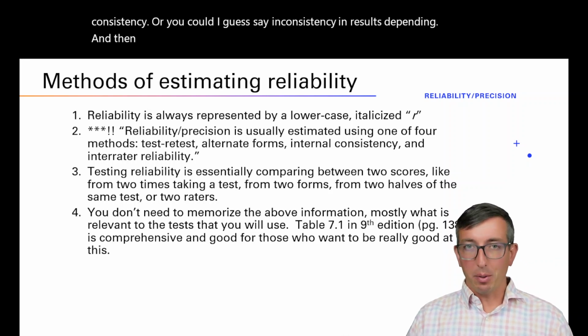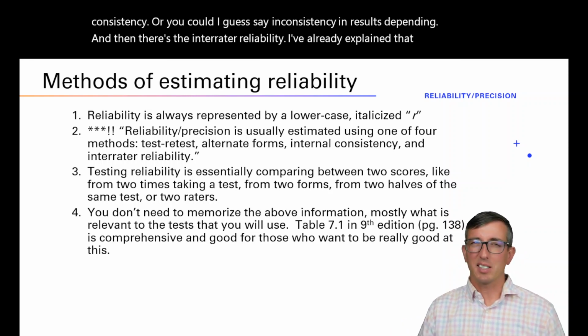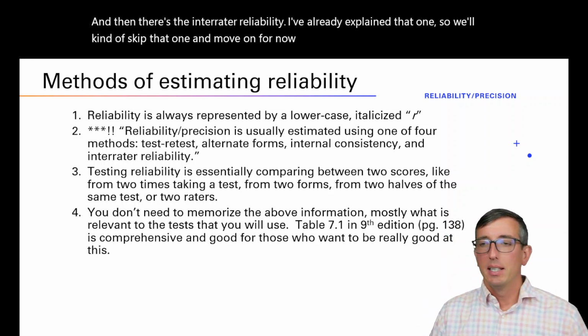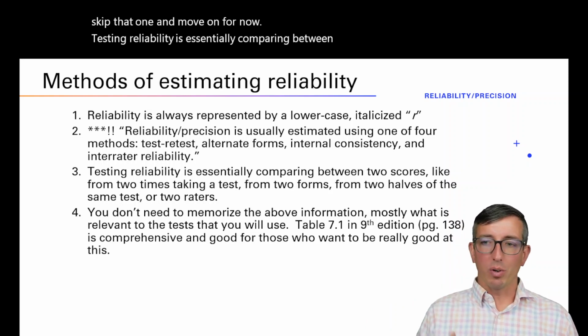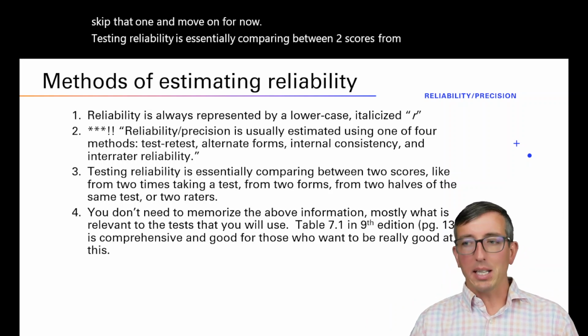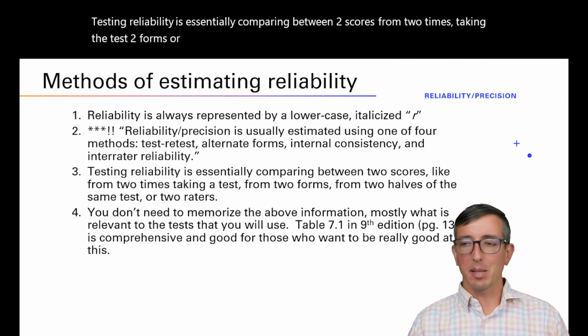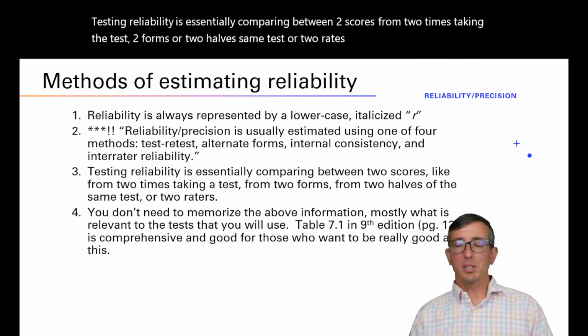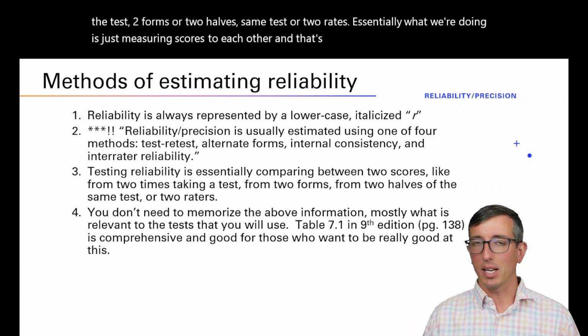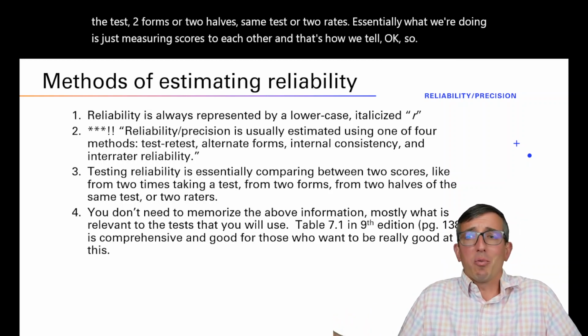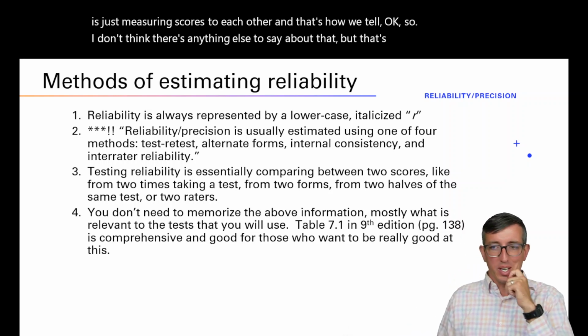And then there's the inter-rater reliability. I've already explained that one, so we'll skip that one and move on for now. Testing reliability is essentially comparing between two scores from two times taking the test, two forms or two halves, same test or two raters. Essentially what we're doing is just measuring scores to each other, and that's how we tell, okay? So I don't think there's anything more to say about that, but that's what we're trying to do here.